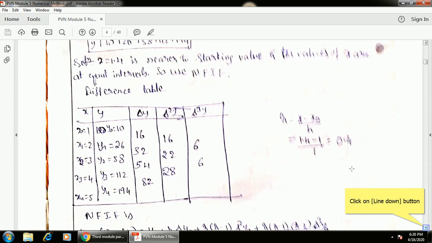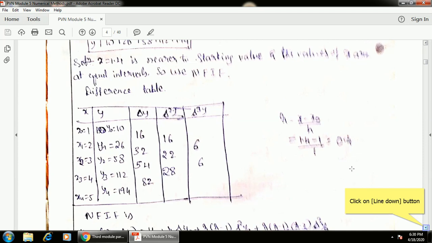Second order forward differences: 32 minus 16, 16; 54 minus 32, 22; 82 minus 54, 28. Third order forward differences: 22 minus 16, 6; 28 minus 22, 6. Again, if I find the fourth order differences, 6 minus 6 is definitely equal to 0. No need to find that one, because when it is constant, all the values are the same, and we can stop finding the higher order differences.